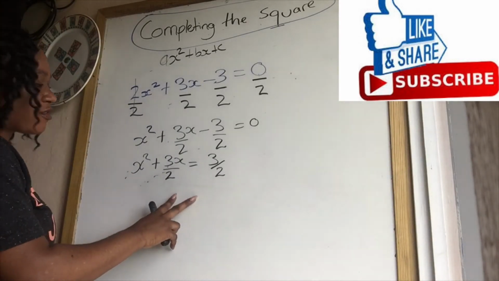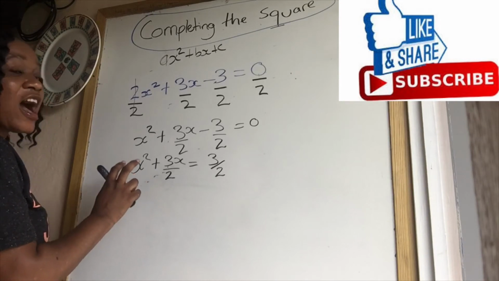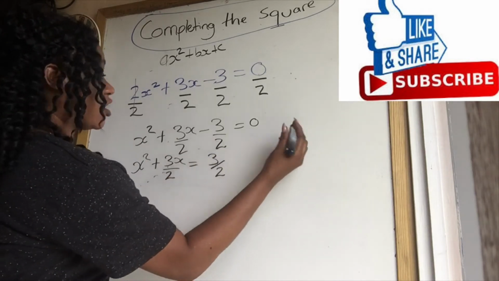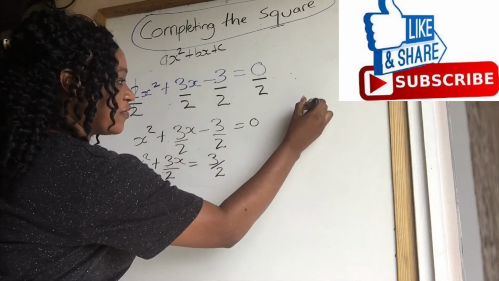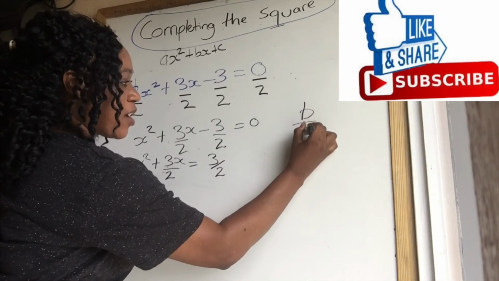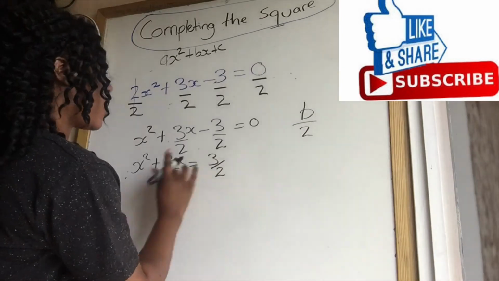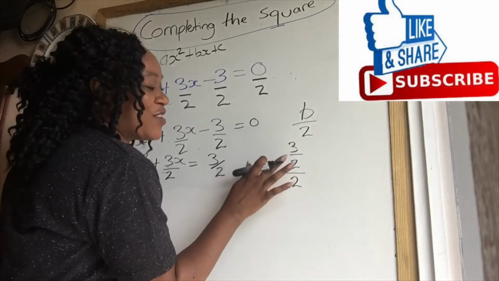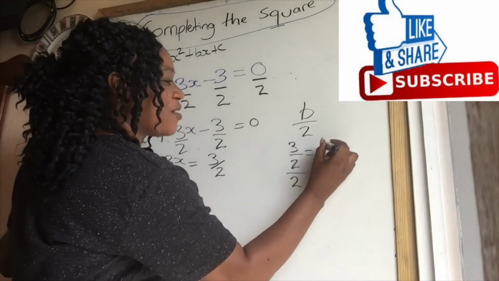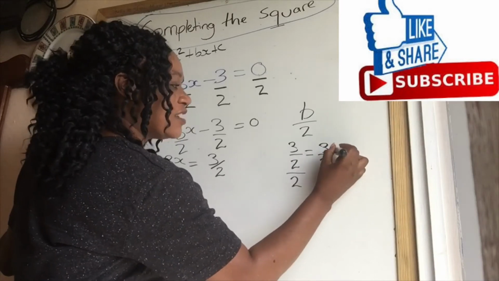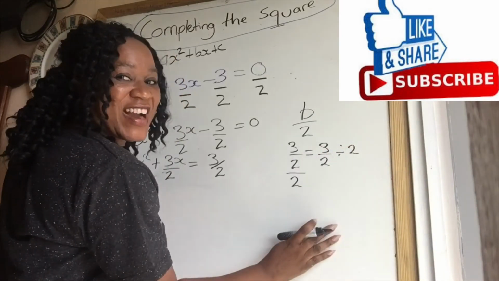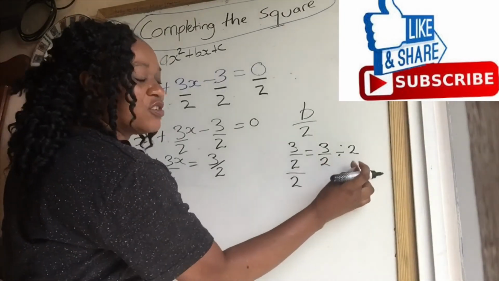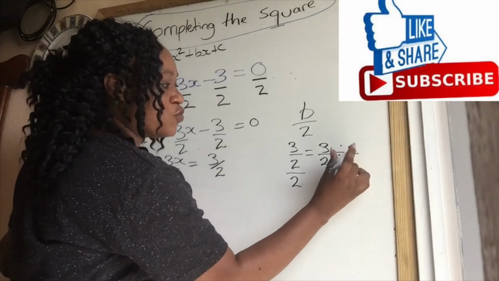Now that we are here, we need to take half the coefficient of x. Alright? And half the coefficient of x, we know the coefficient of x is b, divided by 2. Cool? So we have 3 divided by 2. No, divided by 2. So we have 3 over 2 divided by 2. And you know this is the same as 3 divided by 2 divided by 2. Alright? So we got into some little fraction. Cool? So we can just basically find the reciprocal of this, of 2 divided by 1.